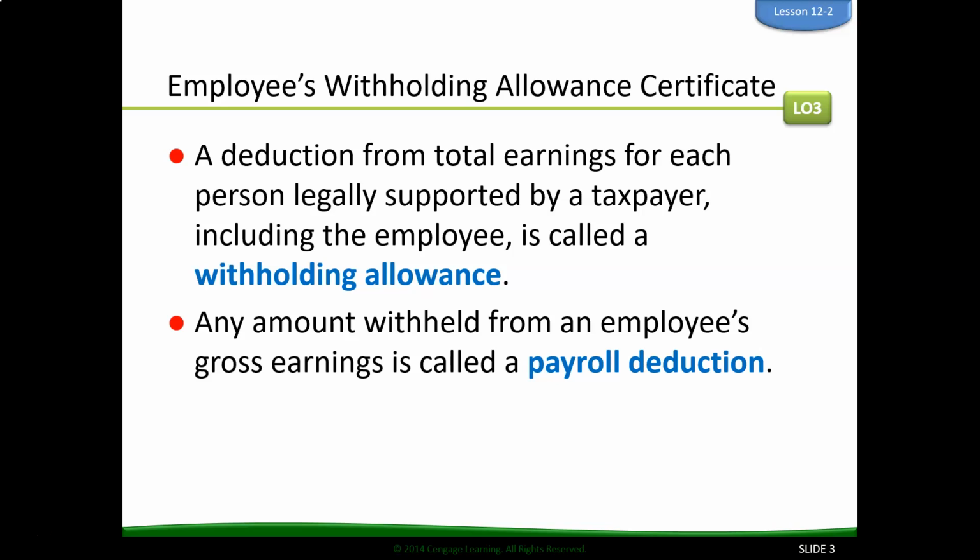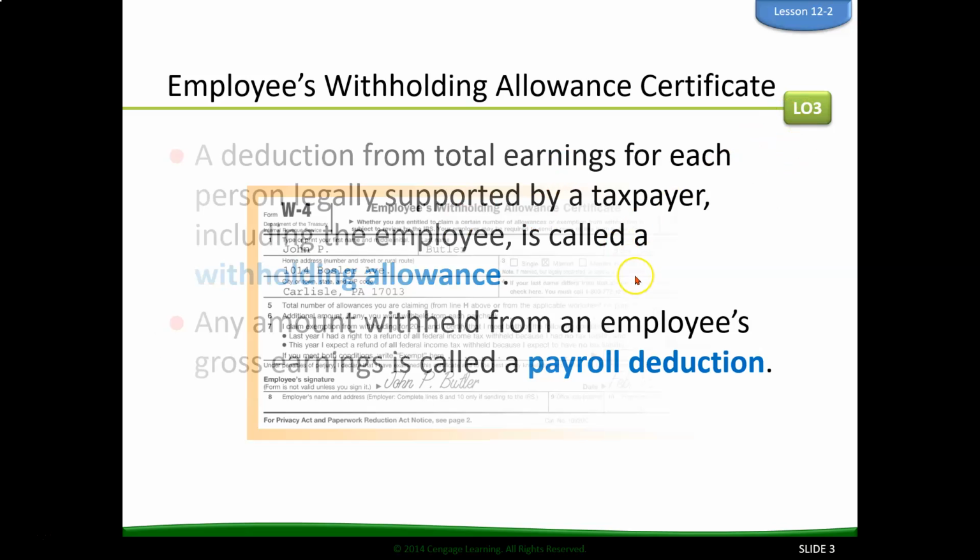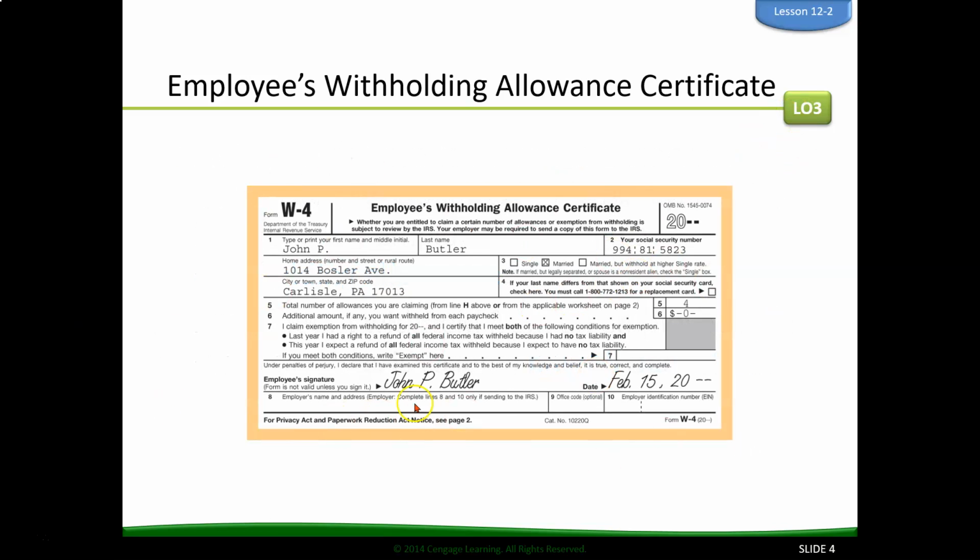And we have several payroll deductions. We have federal income tax, state income tax, local income tax. You have Social Security tax and Medicare tax. So there are different things that are withheld from the employee's paycheck. This is a picture of a W-4 form, and you would fill this out when you get a job.